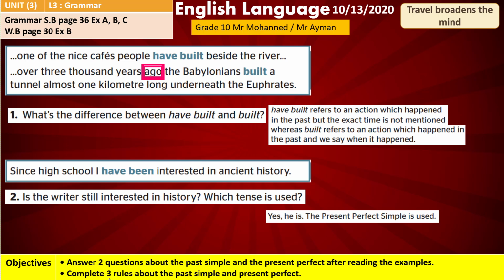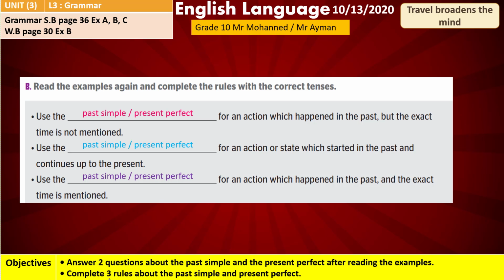Let's move on to the next slide. Look here, everyone. Read the examples again and complete the rules with the correct tenses. 1. Use the past simple or the present perfect for an action which happened in the past, but the exact time is not mentioned. Again, the exact time is not mentioned or not important. 2. Use the past simple or present perfect for an action or state which started in the past and continues up to the present. It is still going on.